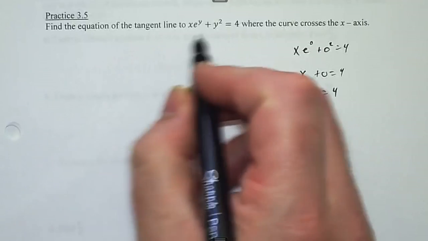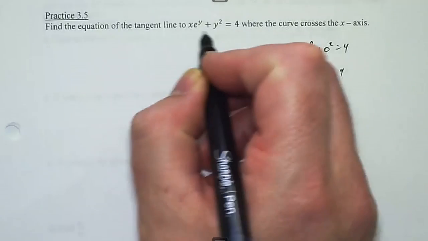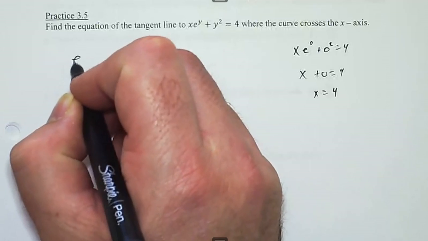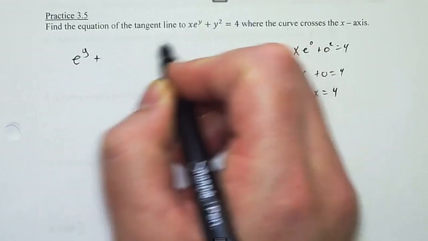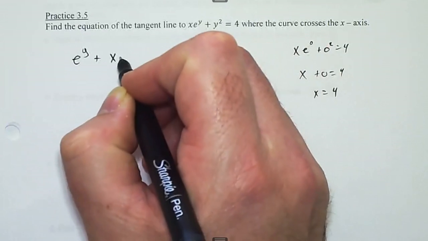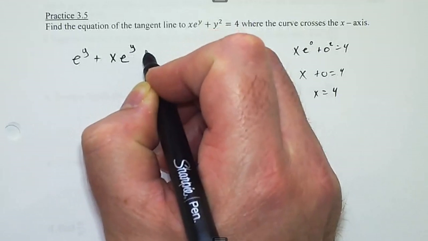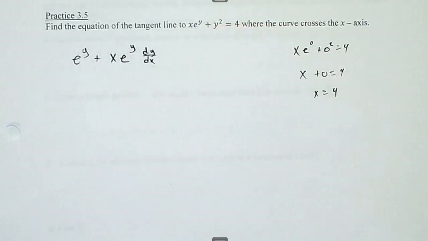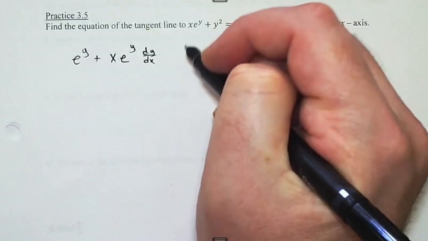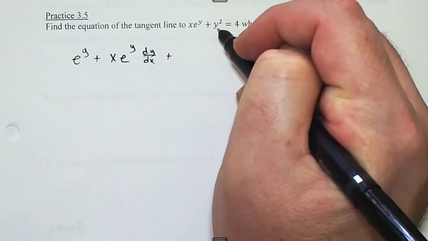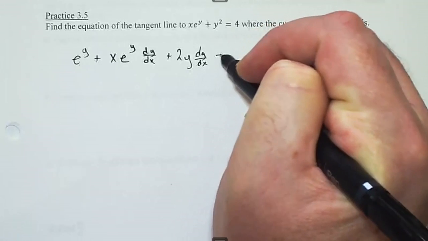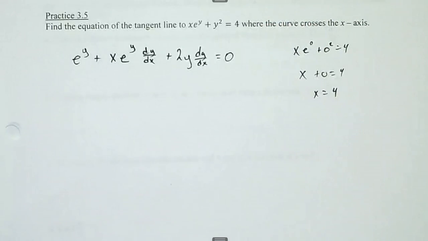Now I'll take the derivative here. We're going to use the product rule. Derivative of the first times the second, so 1 times e to the y, plus the first times derivative of the second. Derivative of e to the y is e to the y times y prime. But when we're doing implicit differentiation, I really want you to use dy dx for a while. Plus, the derivative of y squared is 2y dy dx, and the derivative of 4 is 0.